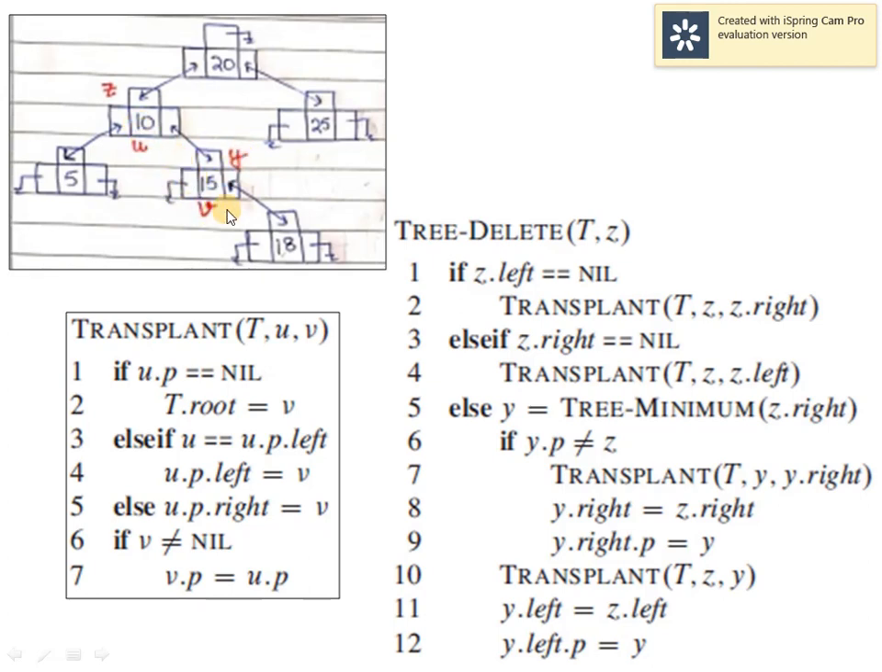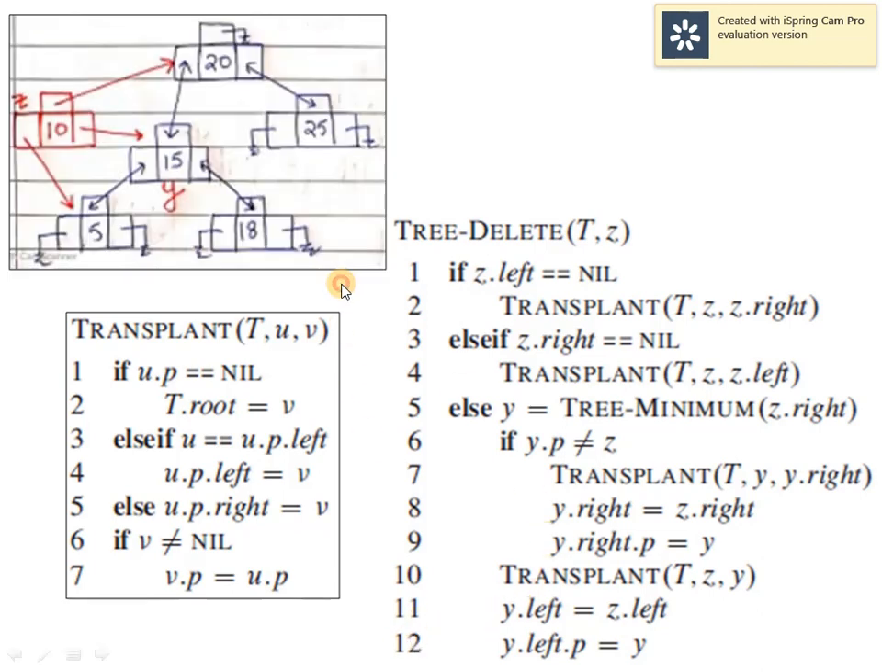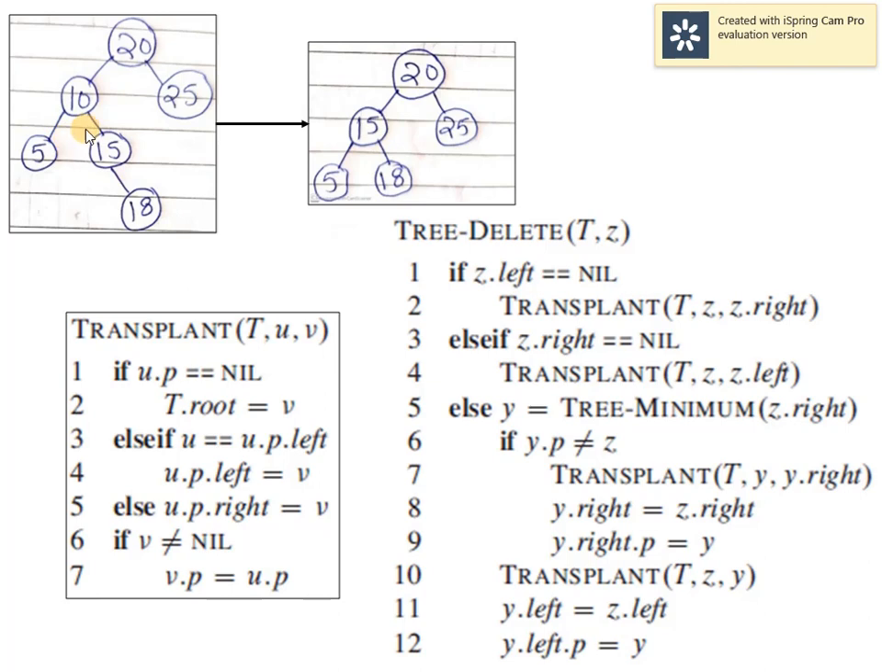After the execution of this transplant procedure on z and y, what will happen? 20 and 15 will get linked to each other directly. This is the structure after the execution of the transplant procedure at line number 10. Then we have to do y dot left equals z dot left, and the parent of 5 will start pointing to 15 by means of line number 12. So we have this structure now. Now I can release the memory pointed to by 10.